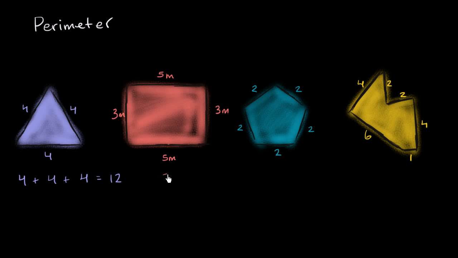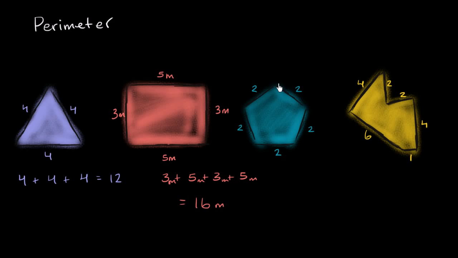Well, it's going to be 3 plus 5 plus 3 plus 5, which is equal to, let's see, 3 plus 3 is 6, plus 5 plus 5 is 10. So that is equal to 16. And if we're saying these are all in meters, then it's going to be 16 meters. Now what about this pentagon?